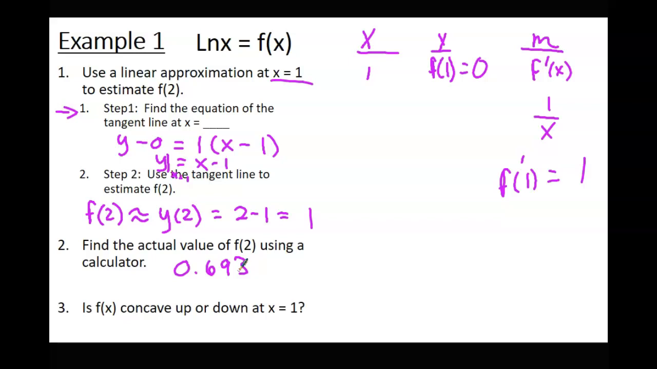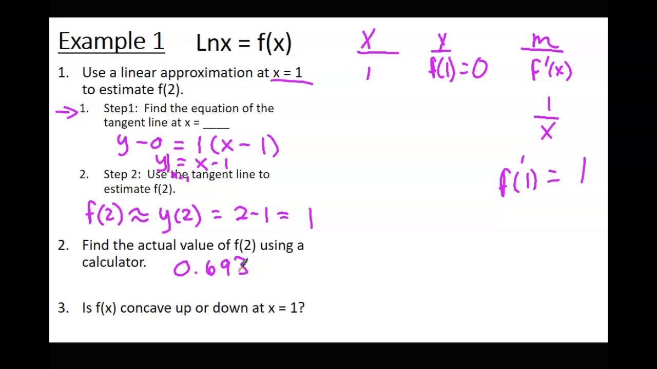So that's another branch of calculus. There's some calculus 3 at colleges where you can actually calculate the curvature of a function, just how curved it is. But anyway, in this case, it's 0.693.